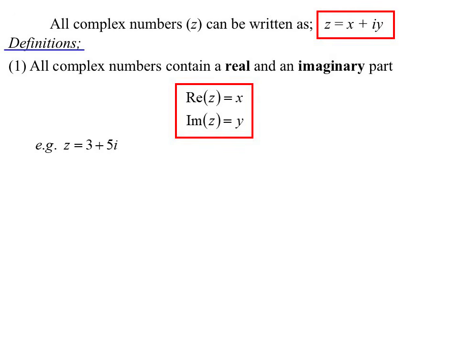Now, if they ask me a question like this, they tell me that, hey, z represents the complex number 3 plus 5i. If we had to find the real part, oh, the real part is 3. The imaginary part is just 5. It's not 5i. It's 5.